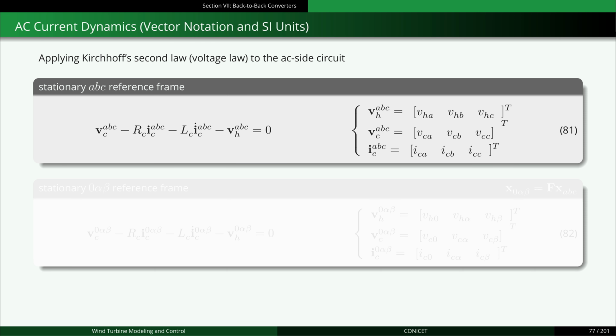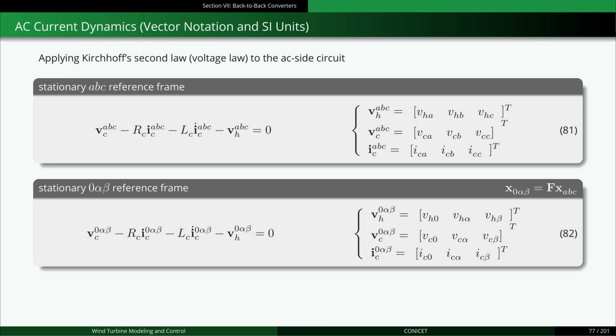Now we will describe the dynamics of the AC current in the grid-side converter. By applying Kirchhoff's second law to the AC side circuit of the average converter model, we obtain equation 81 in the stationary ABC reference frame. This equation uses vector notation and the International System of Units. We can also express this dynamics in the stationary 0 alpha beta reference frame using the Clarke transformation.